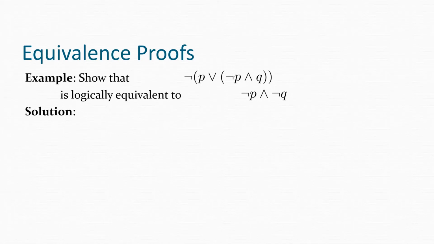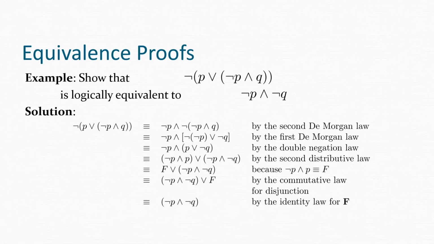Again, there is an example of showing two propositions equivalent. Now we have two propositions, negation of P or negation of P and Q, and we have to prove that this proposition is equivalent to negation P. Again, we'll start with this proposition and we'll end up with the other proposition by using different laws of equivalences. So first of all, let's start with negation of P or negation of P and Q, and this is equivalent to negation P.